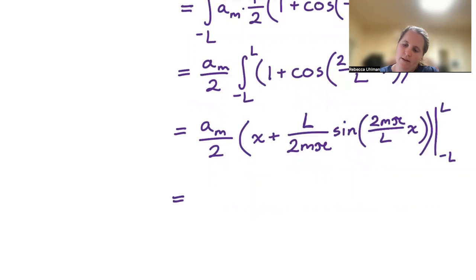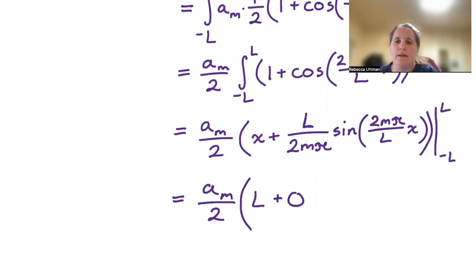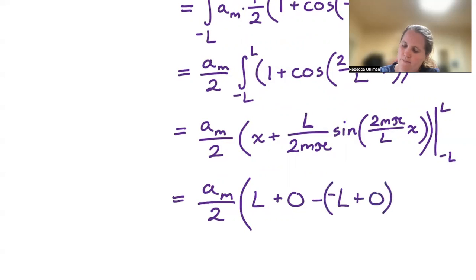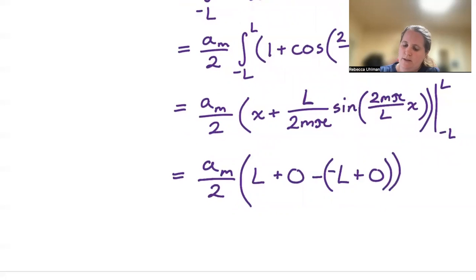L. Again, we are looking at a sub m over 2 times, we would have L plus 0 by plugging in our L. The sine of 2m pi will be 0. It's an integer multiple of pi inside. And then we will subtract off negative L plus 0. This winds up simplifying to just a sub m over 2 times 2L, otherwise known as a sub m times L.